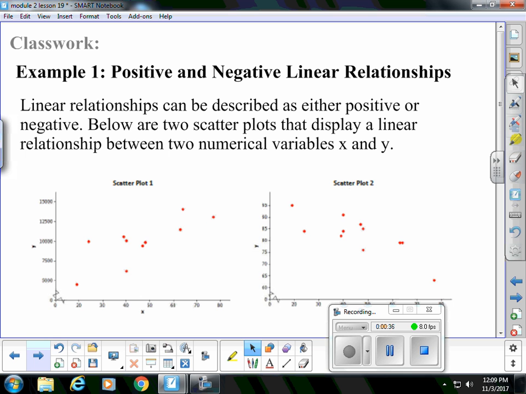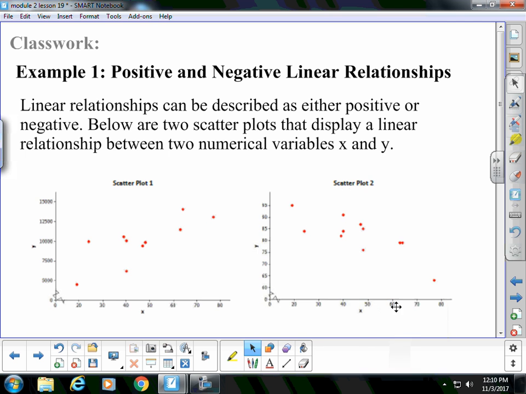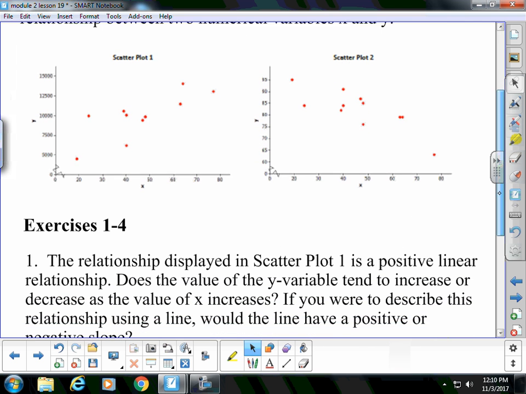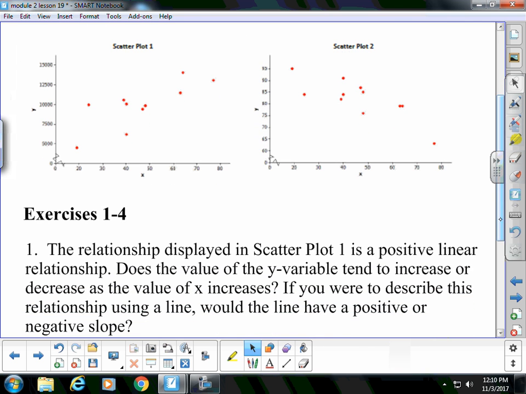Okay, positive and negative linear relationships. Linear relationships can be described as either positive or negative. Below are two scatter plots that display a linear relationship between two numerical variables x and y. So we have plot 1 and plot 2. The relationship displayed in plot 1 is a positive linear relationship.